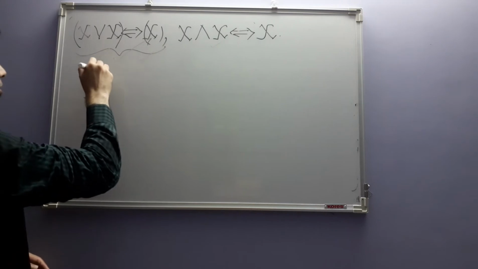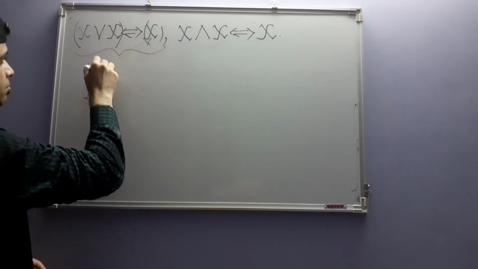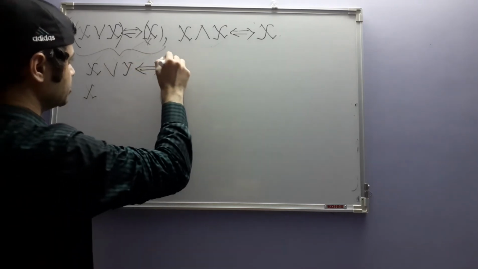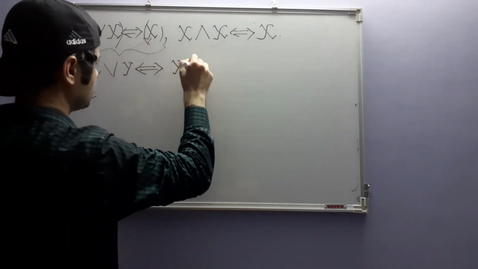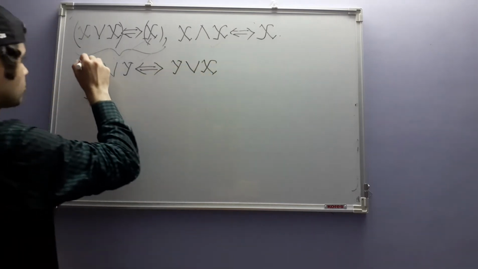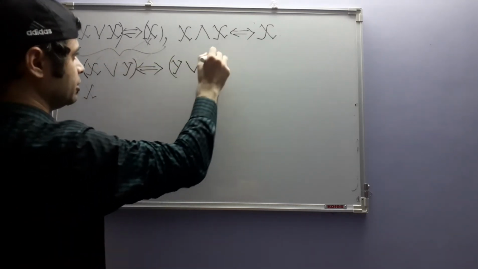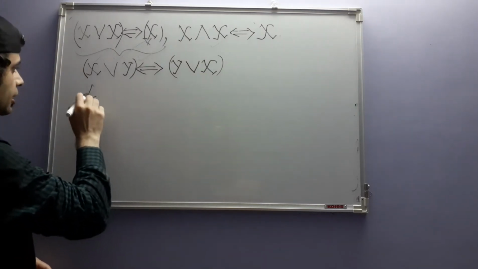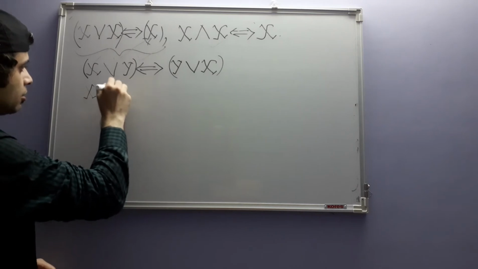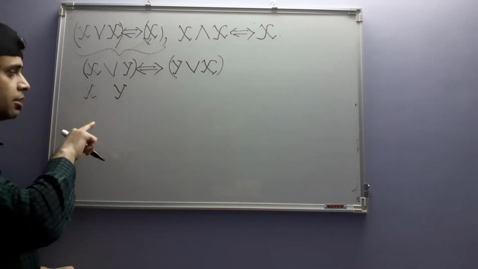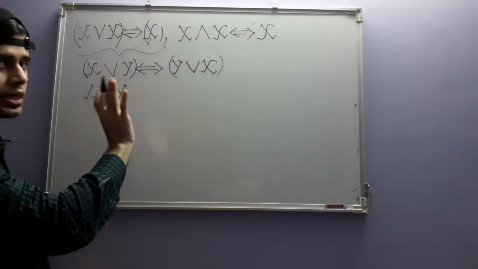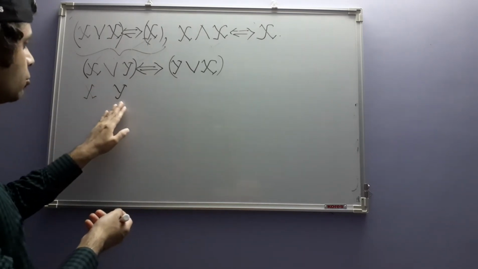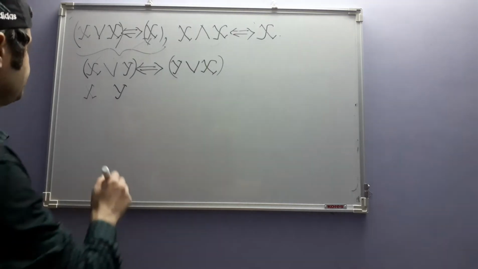So now I am going to prove this equivalence, one of the commutative laws involving disjunction. So here the truth table, now note that unlike the previous one, here we have two statements which are not necessarily the same, X and Y. They may or may not be the same. So we need two separate columns for them.